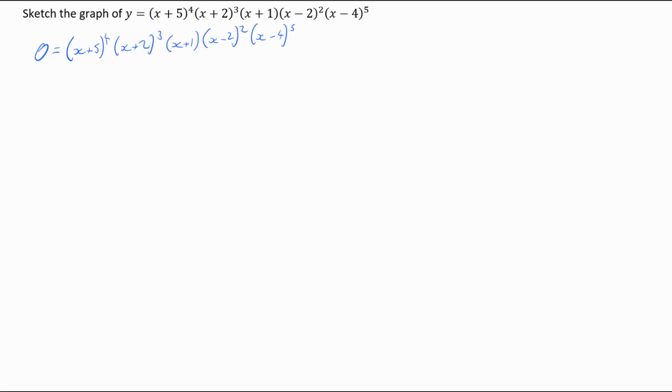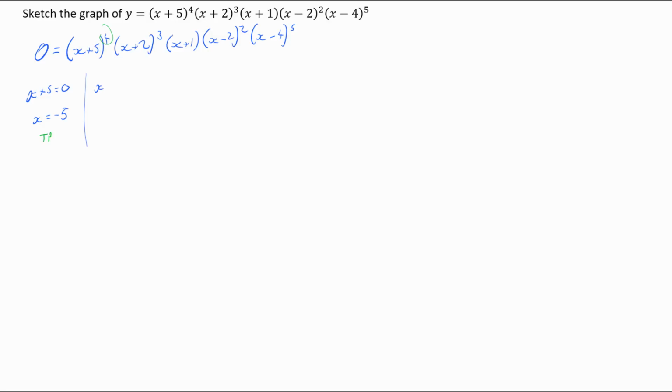So for that first one, we basically have x plus 5 equals 0, therefore x equals negative 5. But what's important is that because that factor has a power of 4, this intercept will actually be a turning point. It won't go through negative 5, it will touch negative 5 and then come back either down or up depending on which way the graph is going. We can use that same logic for pretty much all of these.